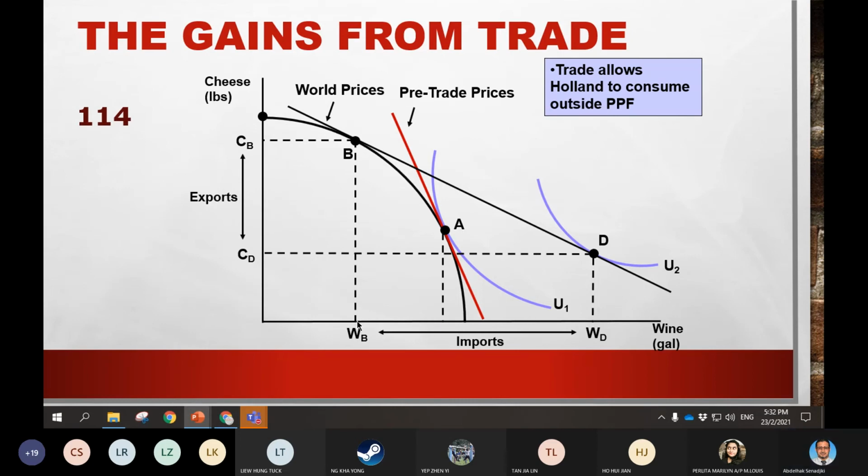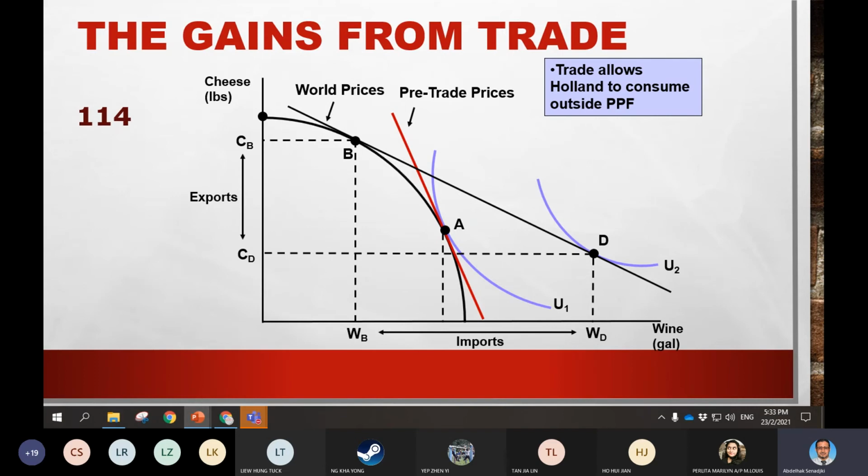That import. And consume only CD, but produce CB. So this is extra, we export it to Italy. So it will import from Italy WD minus WB. And it will export to Italy CB minus CD, and both the countries will gain.